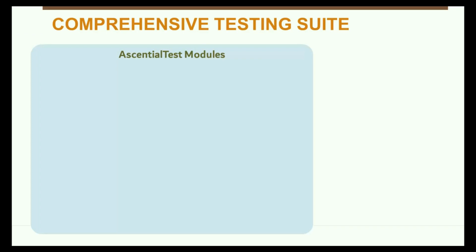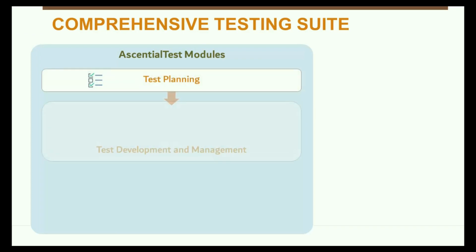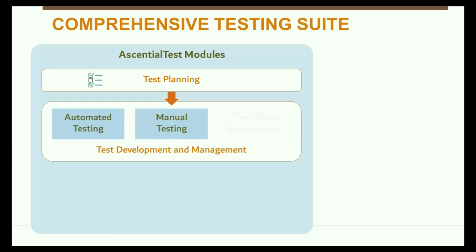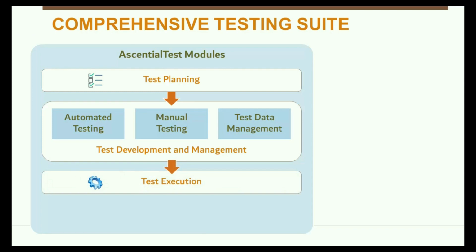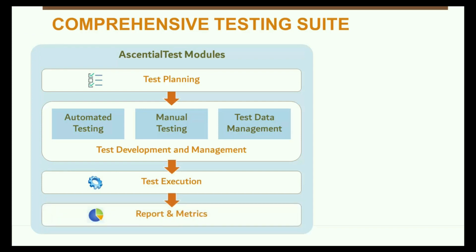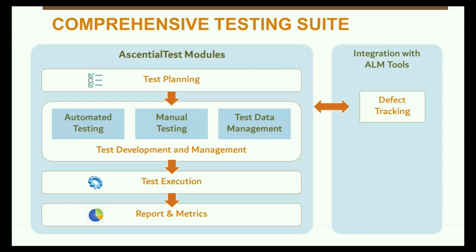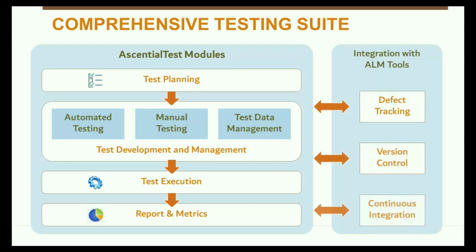AscentialTest started out as an automated testing tool, but it's much more than that today. It's a comprehensive testing suite. We start with test planning. We have modules for test development and management for automated testing, manual testing, and test data management. We have a module that's specifically dedicated to managing the test execution process and generating reports and metrics. We also integrate with other tools in the application lifecycle, including defect tracking, version control, and continuous integration.